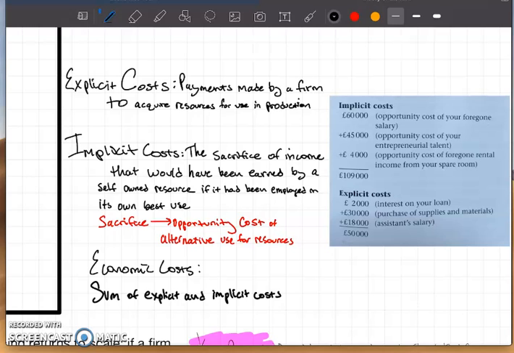In this next video, we're going to continue our conversation around costs. We're going to look at a few kinds of costs. We're going to talk about explicit, implicit, and economic costs, and then we're going to turn our attention to what costs look like in the long run.